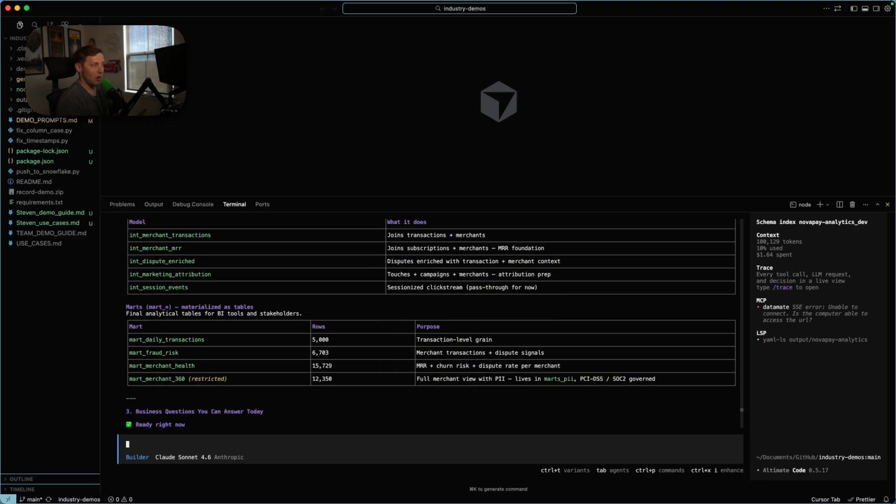Last but not least, we have our marts. These are materialized as tables as well. These are for BI tools and stakeholders. So we have mart daily transactions with transaction level grain. Mart fraud risk, which is merchant transactions and dispute signals. Mart merchant health, MRR, churn risk, dispute rate per merchant. And then mart merchant 360, which is a full merchant view with PII. It lives in mart PII and is SOC 2 governed, so on and so forth there.